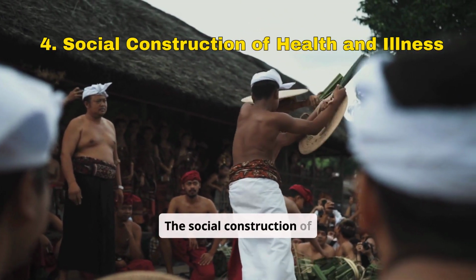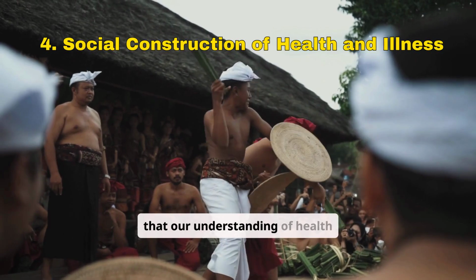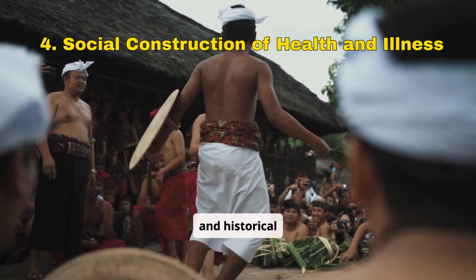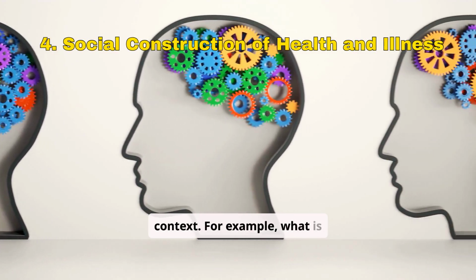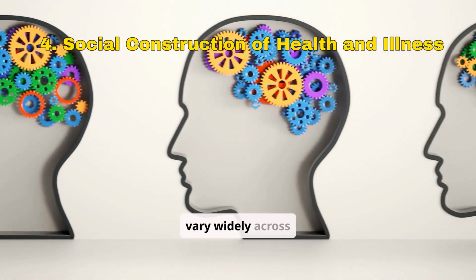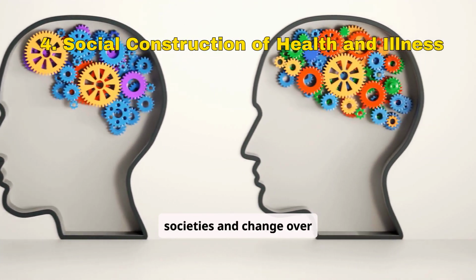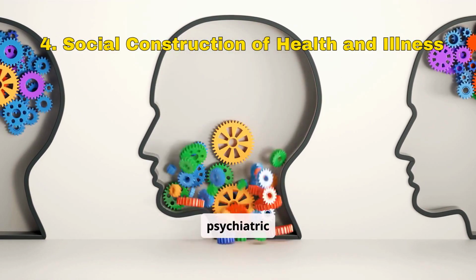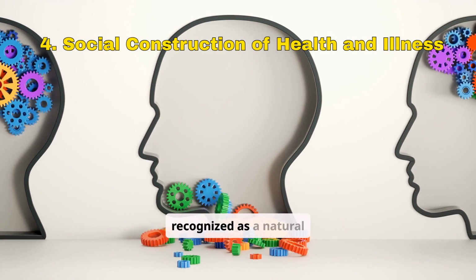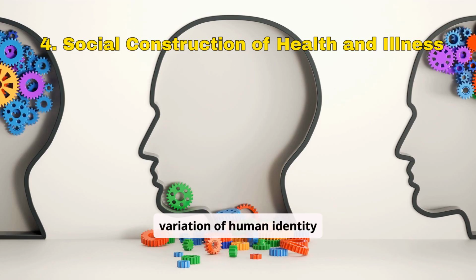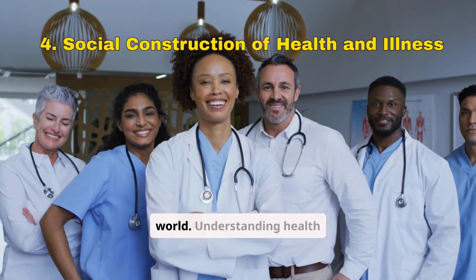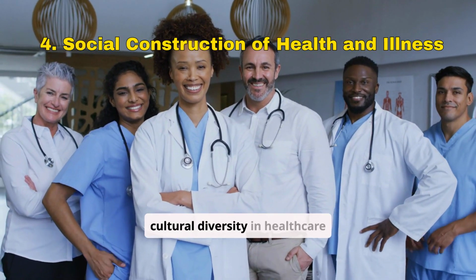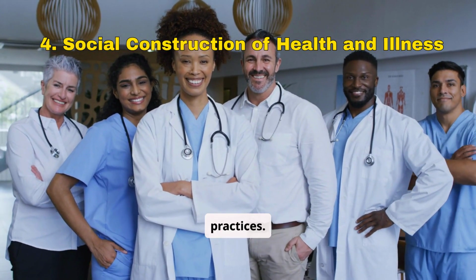The social construction of health and illness argues that our understanding of health conditions is shaped by cultural beliefs, norms, and historical context. For example, what is considered a mental illness can vary widely across societies and change over time. Homosexuality, once classified as a psychiatric disorder, is now widely recognized as a natural variation of human identity in most parts of the world. Understanding health as a social construct encourages sensitivity to cultural diversity in healthcare practices.